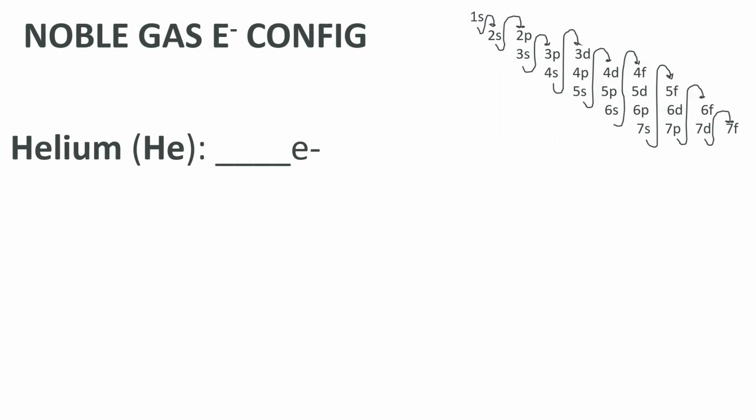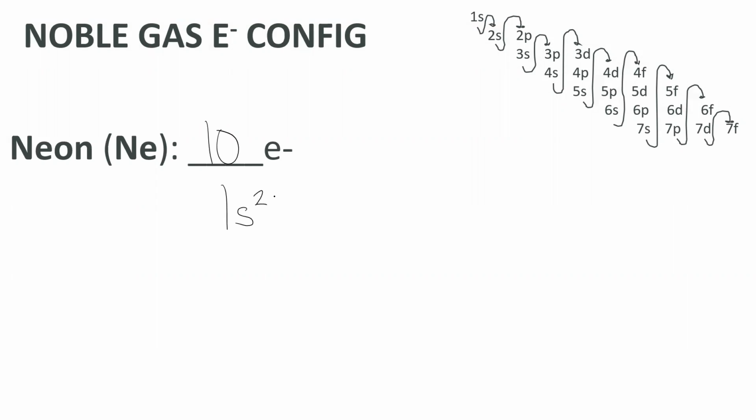So our first noble gas is helium. It has one electron. I'm sorry, it has two electrons. So its electron configuration is 1s2. Neon. Neon is atomic number 10, 10 electrons, so its electron configuration is 1s2, 2s2, 2p6.